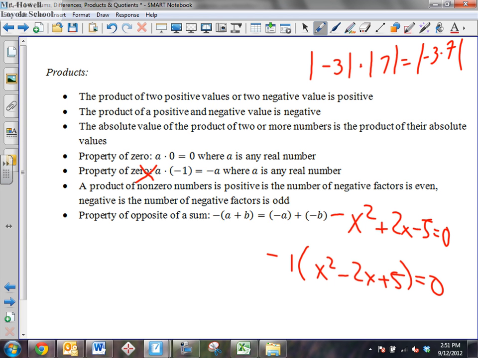A product of non-zero numbers is positive if the number of negative factors is even, negative if the number of negative factors is odd. What does that mean? Can somebody give me an example of that one? Because it can seem confusing at first. It's very useful to know this. What do I mean?